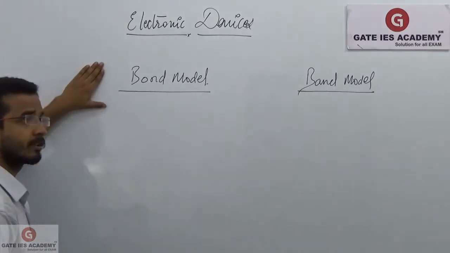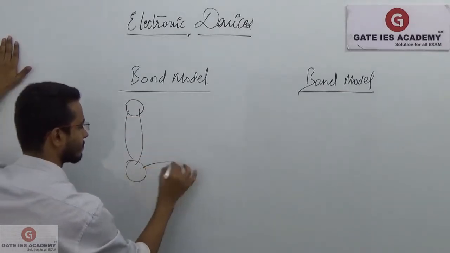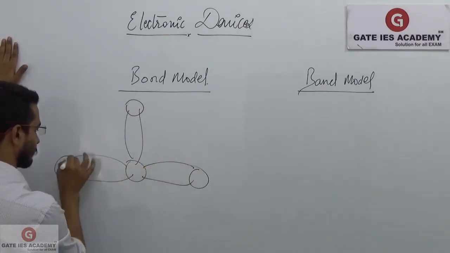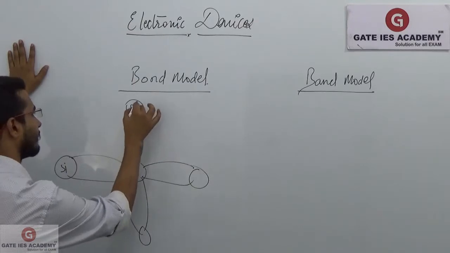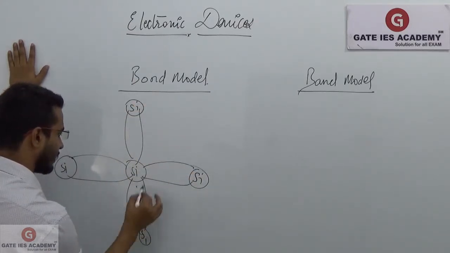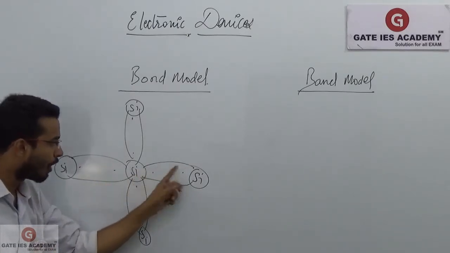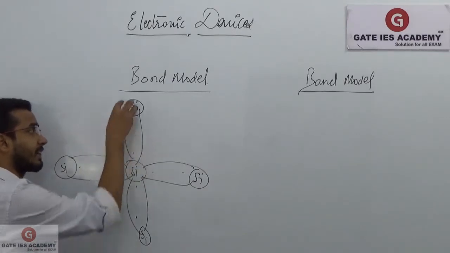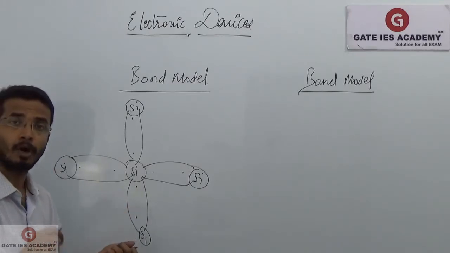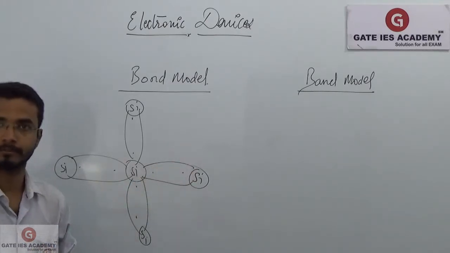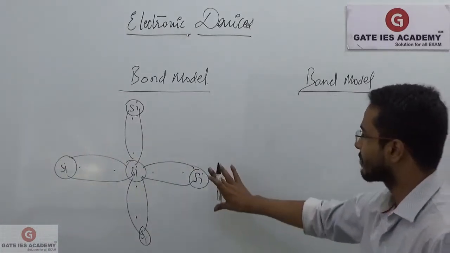Bond model means, we have seen it like this. It is silicon. It will share electrons with the four neighbors. So whenever you are interested in the bond structures, how the electron gets attached to the neighbors, and what will happen if you provide various situations here, and you want to see all these things with respect to the breaking of the bonds, then that is known as the bond model. So this is basically a qualitative model.